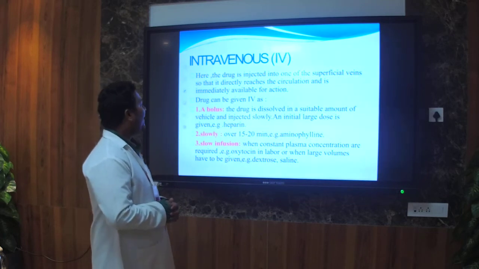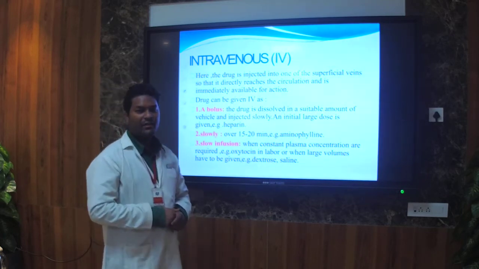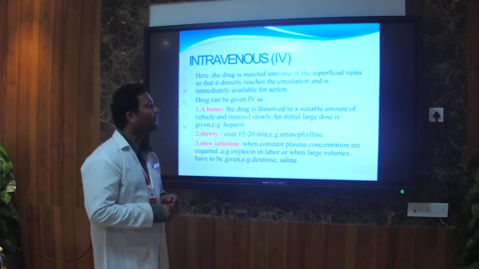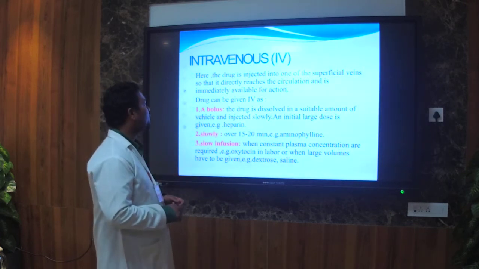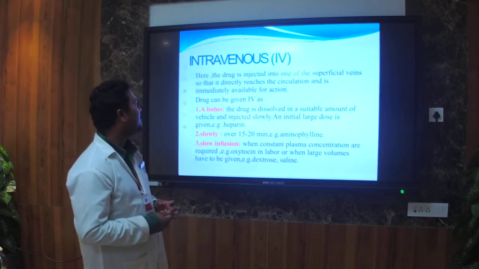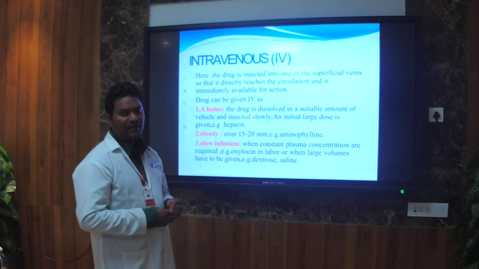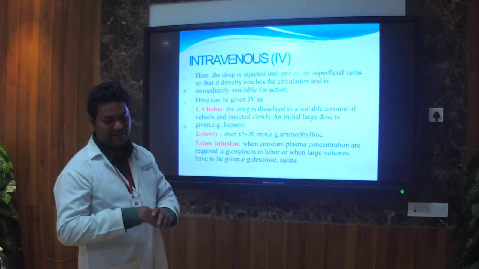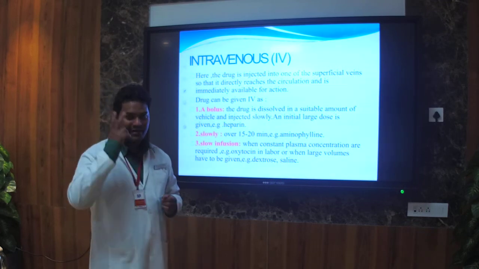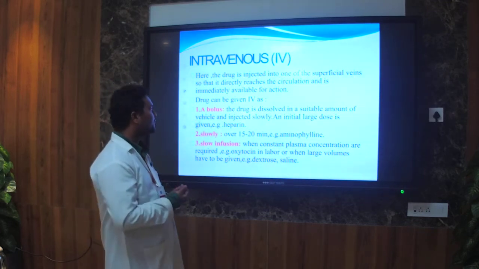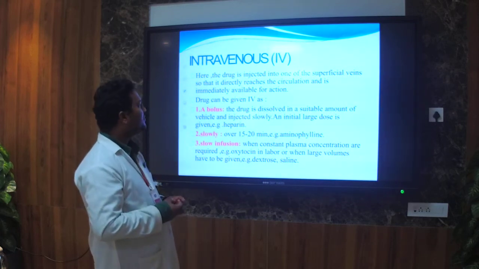Coming to the intravenous route, the IV route. Here the drug is injected into one of the superficial veins so that it directly reaches the circulation and is immediately available for action. So we use the superficial veins of the hands, legs, or the scalp, and the heel, so that the drug goes directly into the circulation.